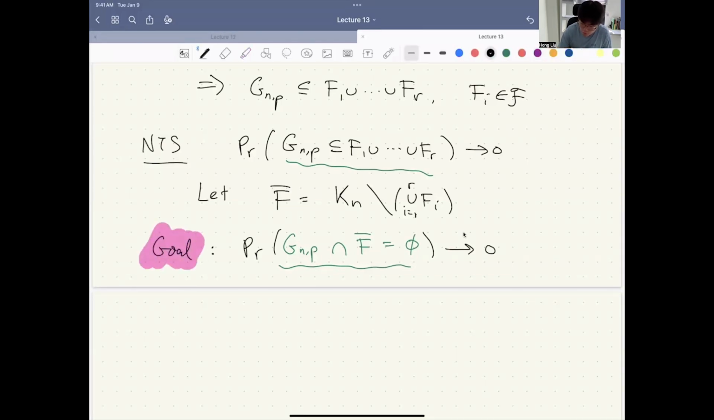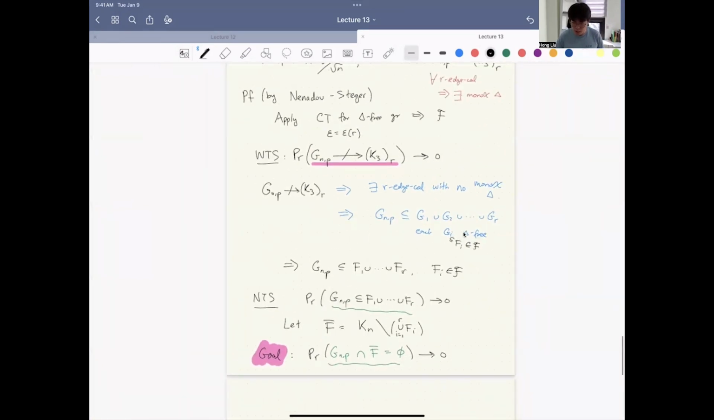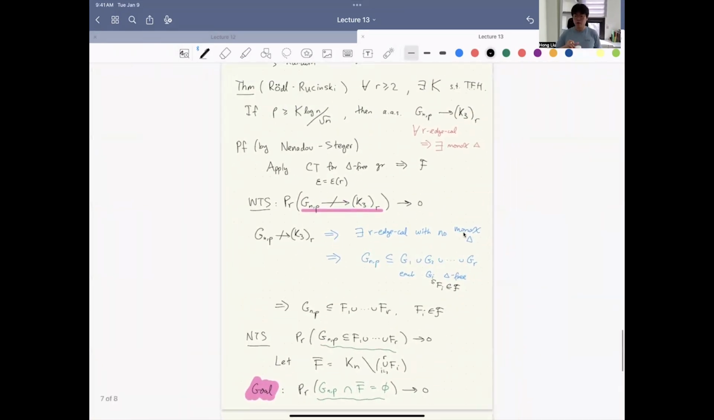This is our new goal. So far, so good? Yeah, this is the key point. So let's see this key part one more time. What do we need to prove? We want to show that when P is large, with high probability, every R-coloring of GMP induces a monochromatic triangle with high probability. So let's try to prove its complementary event happens with probability tending to 0.